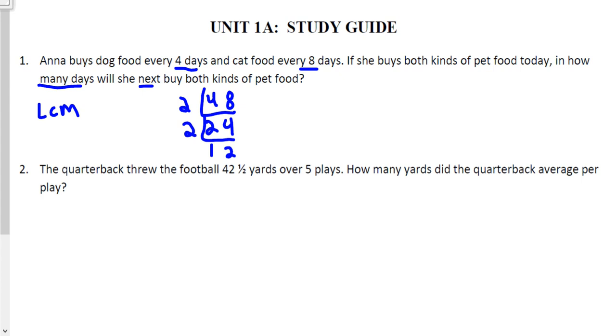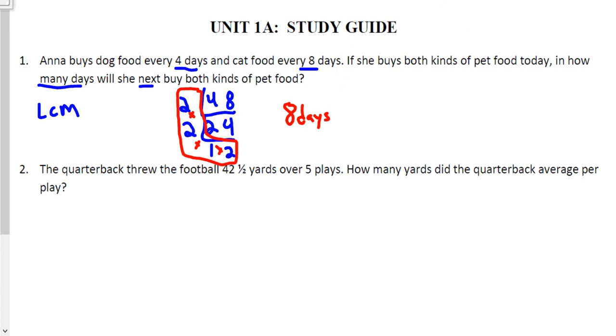Now remember, LCM is all of them, so I'm looking at all of these right here. So 2 times 2 is 4, times 1 is still 4, and times 2 is 8 days. So in 8 days, she'll be buying both of them again.